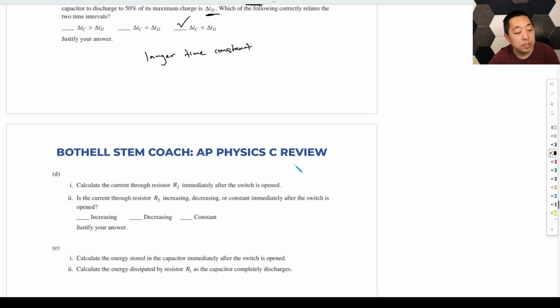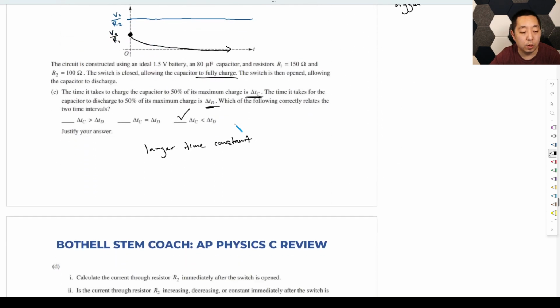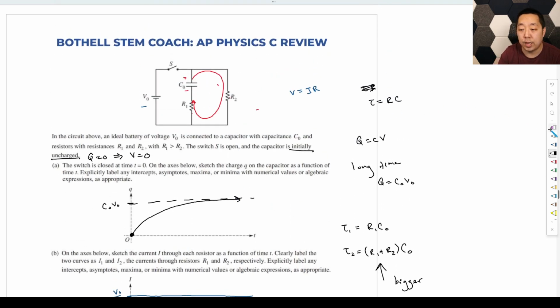Okay. Calculate the current through resistor R2 immediately after the switch is open. So we're going through this case where we fully charge this capacitor. So after a long time we said the capacitor fully charges to V0. That's what we said. So this is going to be V0. Okay, now what I'm drawing on here right now is right after the switch opens.